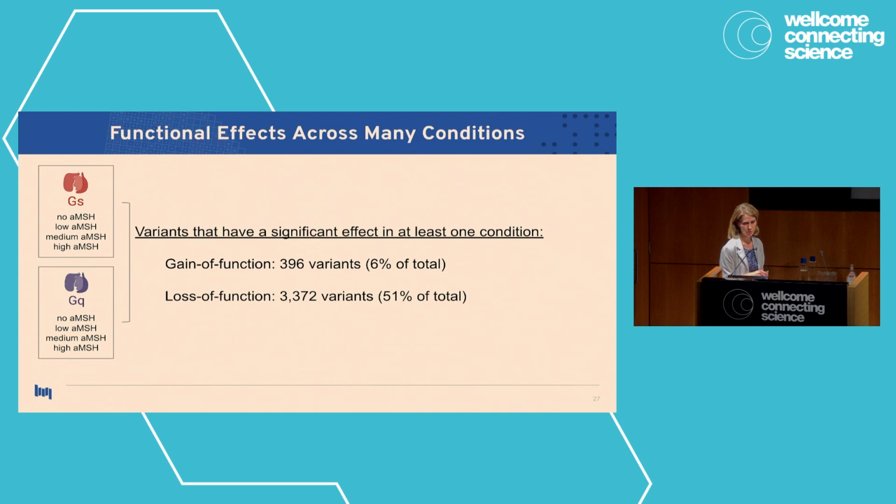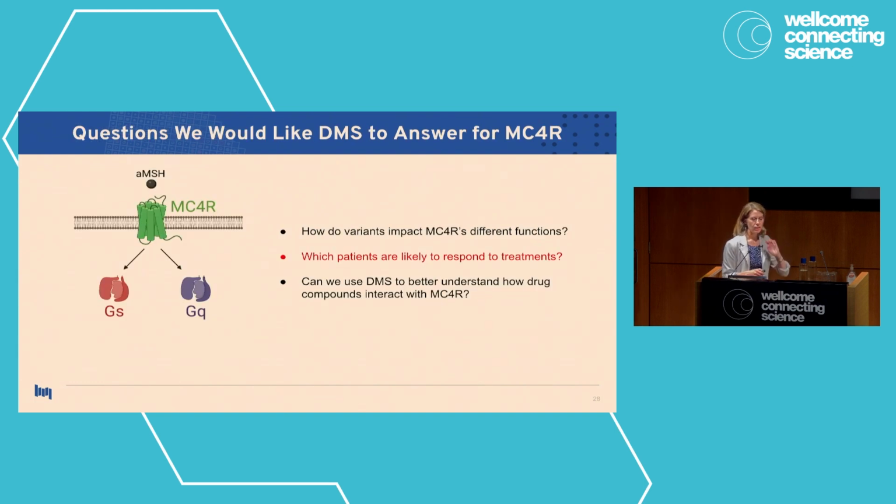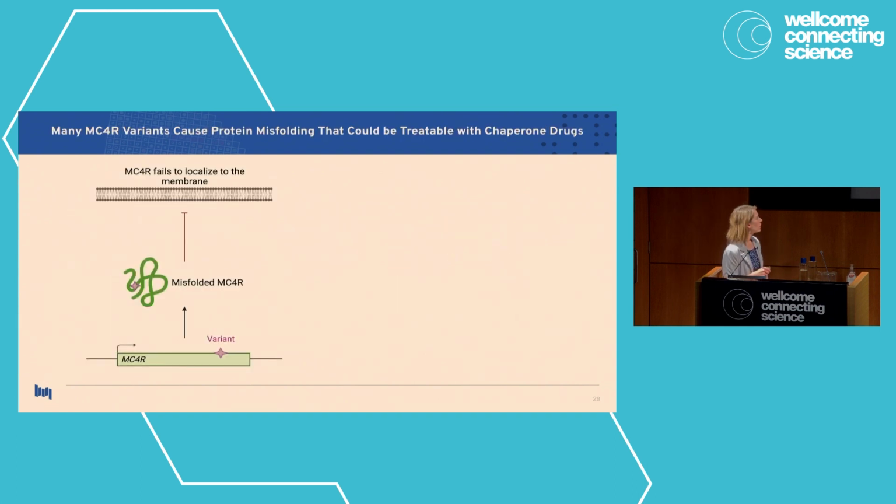So the next question that we were interested in is which patients are actually likely to respond to treatments. Since we work predominantly in trying to identify small molecule chaperones to treat protein misfolding diseases, we were particularly interested in looking at the class of MC4R variants that are missense variants that lead to misfolded MC4R, which then lead to it failing to localize to the membrane.